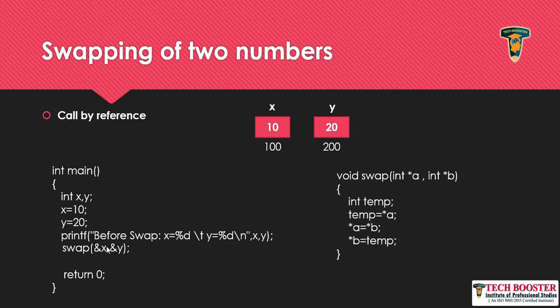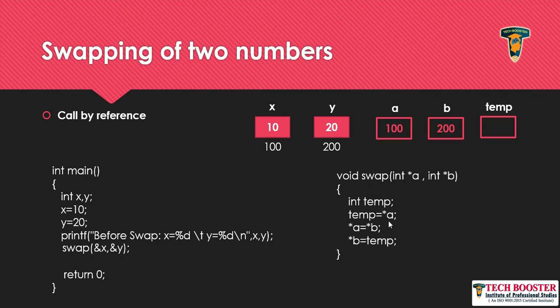So now I am storing the address of x in a and the address of variable y in b. So in a you will have 100 and in b you will have 200, that is the address of x and the address of y. Now within this curly bracket I have considered another variable, temp. So this is my variable temp, and in this temp I am storing *a.